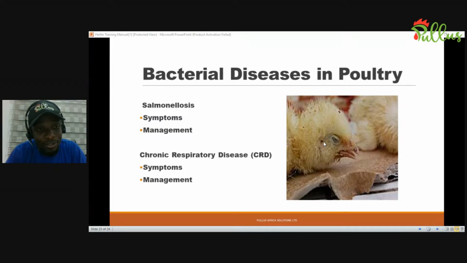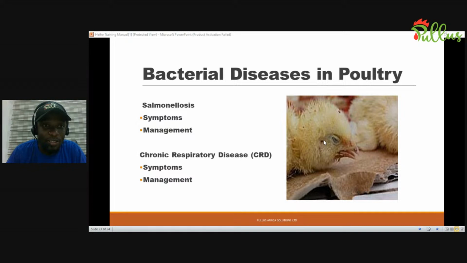And common symptoms, like I told you, is that dry feces on their bum; we call it pasted vent. You see that when they pass out feces, it dries on their bum, and then it stops them from passing their feces comfortably. Other symptoms you see are reduction in feed intake, reduction in water intake, depression, and also lack of activity.